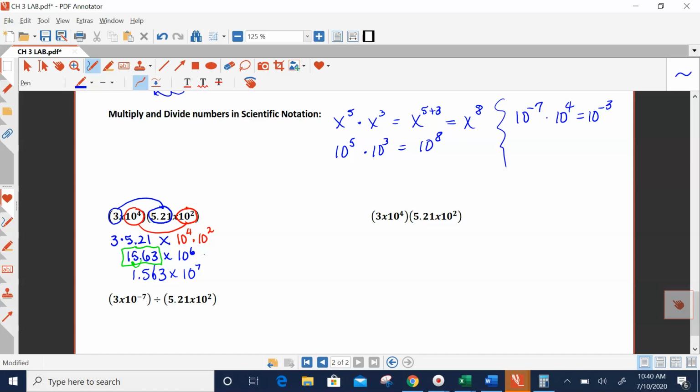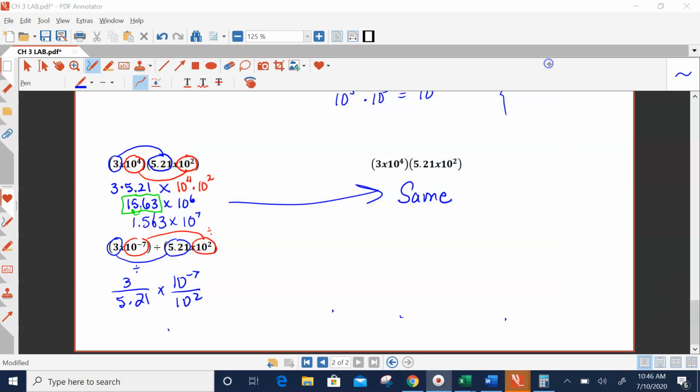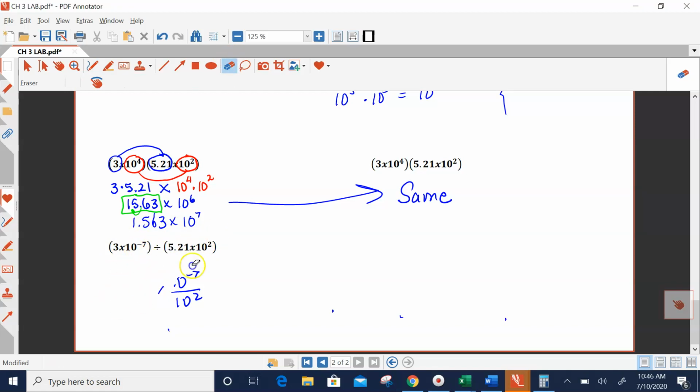Now, I'm looking at my next example, and it's this exact same example. So I didn't change it any. We'll just say, hey, it's the same. Okay, so let's look at the division. And actually, let me erase what I have here. Oh, I got some little dots in there. Let me get rid of them. Okay, so let's check out the division.